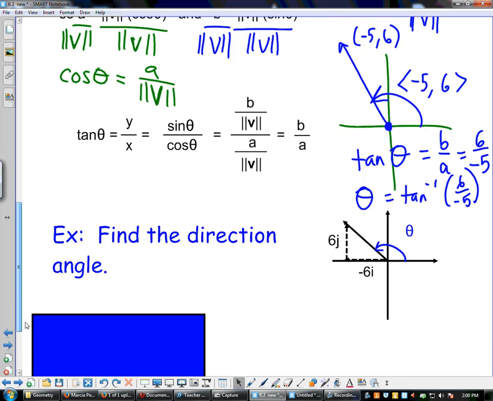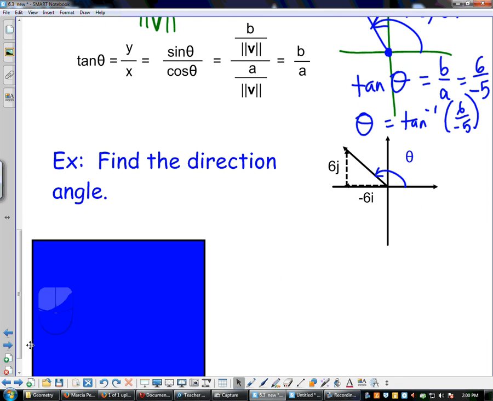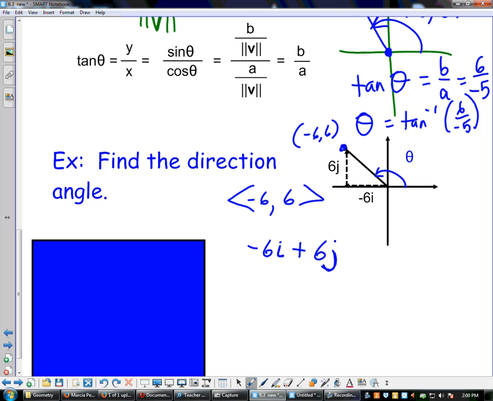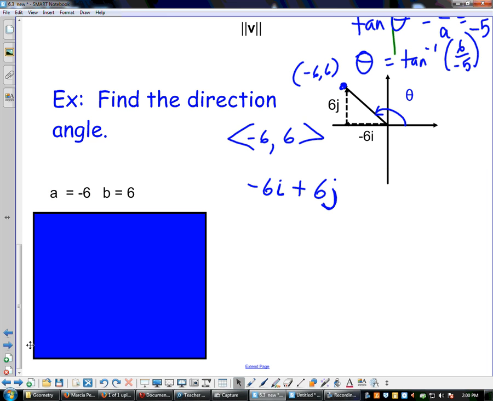I think this example is on your gift, maybe? Okay, so the question is, find the direction angle. This vector right here in component form could be written, what? Well, it's really negative 6i plus 6j, boldface i, boldface j. So in vector form, it would be negative 6, 6. In this case, it's ending up at the point negative 6, 6. So a is negative 6 and b is positive 6. True?